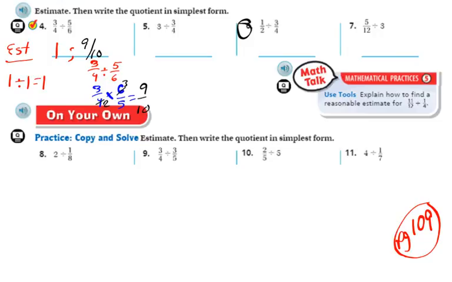All right, thanks for taking the time to pause that video, and let's see what we get for question 6. The first step here is to estimate. So we have 1/2 divided by 3/4. My estimation piece here would leave me with 1/2 divided by 1, which any number divided by 1 is itself. So we should have an estimate of 1/2.